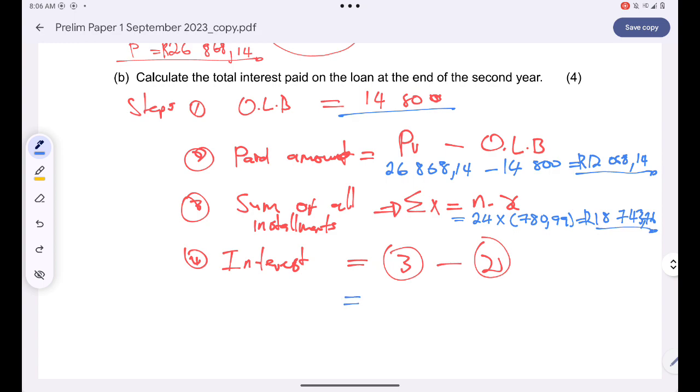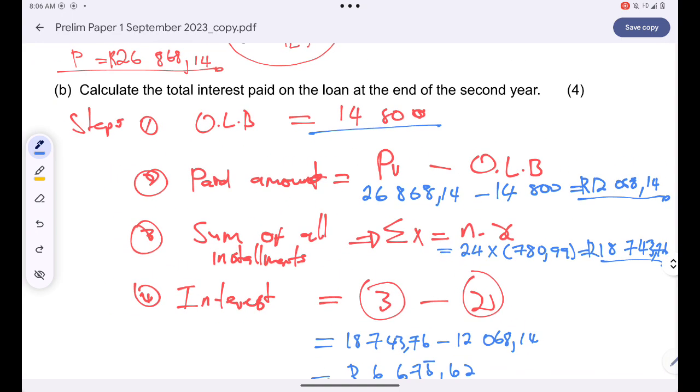So therefore the interest paid is just step number 3, which is just 18,743 rands 76 cents minus 12,068 rands 14 cents. So the final answer, guys, is just 6,675 rands 62 cents. That's how, guys, we find your interest, né?